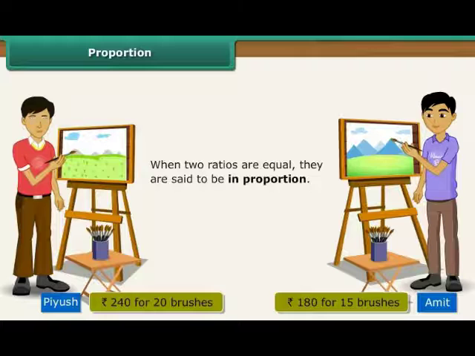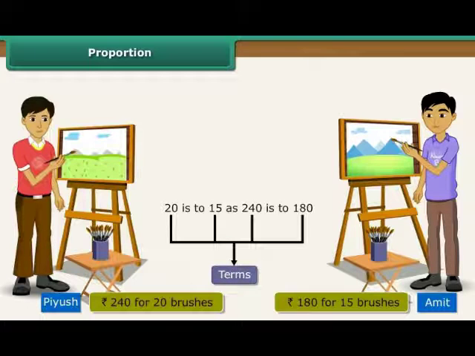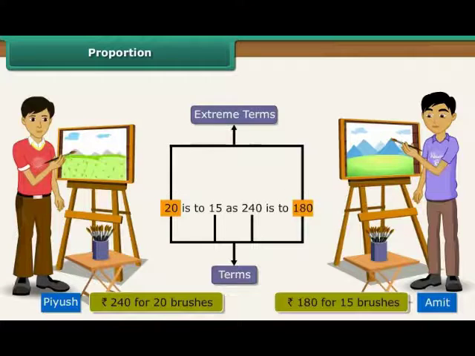When two ratios are equal, they are said to be in proportion. Ratios in proportion are represented as 20:15 :: 240:180. This is the symbol used to denote proportion. Ratios in proportion are read as 20:15 as 240:180. Each number used in a proportion is called a term. 20, 15, 240 and 180 are terms. The first and the last terms are called the extreme terms. The second and the third terms are called the middle terms.